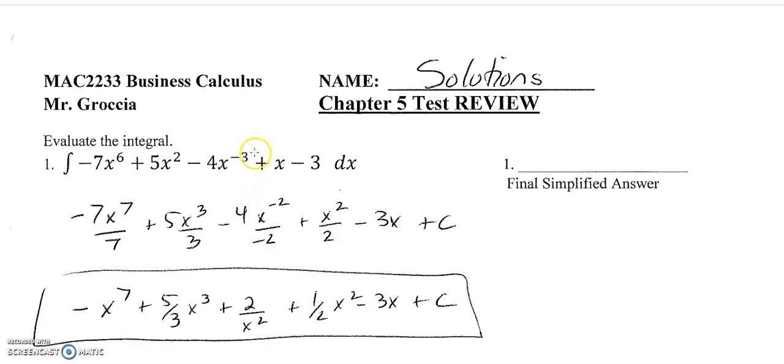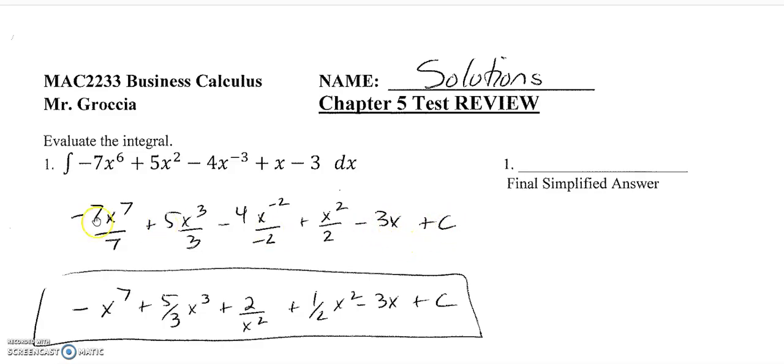Negative 3 plus 1 is negative 2, divide by negative 2, which gives us negative 4x to the negative 2 divided by negative 2. Then we have plus 1x, so you can say that the 1 stays in front, and this is x to the 1, so 1 plus 1 is 2, divide by 2, which gives us plus x squared over 2. And then the integral of minus 3 is minus 3x. You can think of this as, since there's no variables, x to the 0, 0 plus 1 is 1, divided by 1, but we are left with minus 3x. And remember, at the end of every integral, we need a plus c.